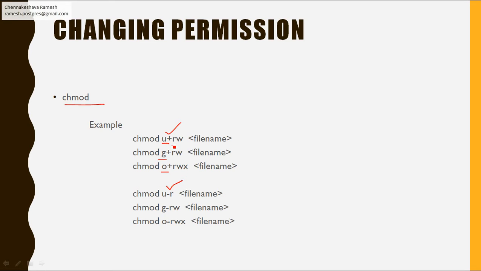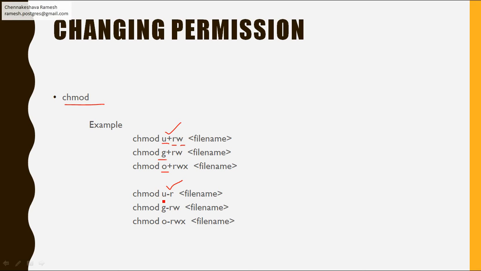If I want to give read and write to the owner, that is the user, whoever is the owner itself, I will say chmod u plus rw. If I want to just give read, u plus r. Similarly for group, g plus r, g plus rw, or g plus rwx, anything you can do. For others it is o plus. Here o is not owner, o is others, and u is the user, that is the owner of that file.